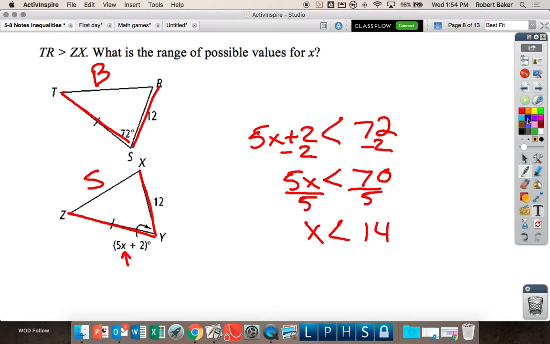And people miss this part right here. The angle is between as low as 0 and as high as 72. So we solved these concurrently. I did minus 2 right here. I have to do minus 2 over here.